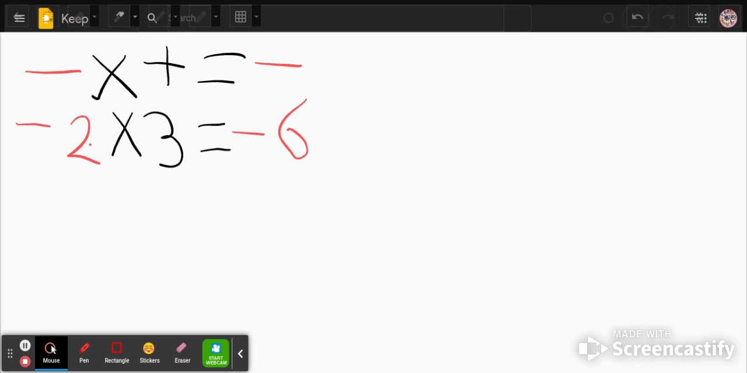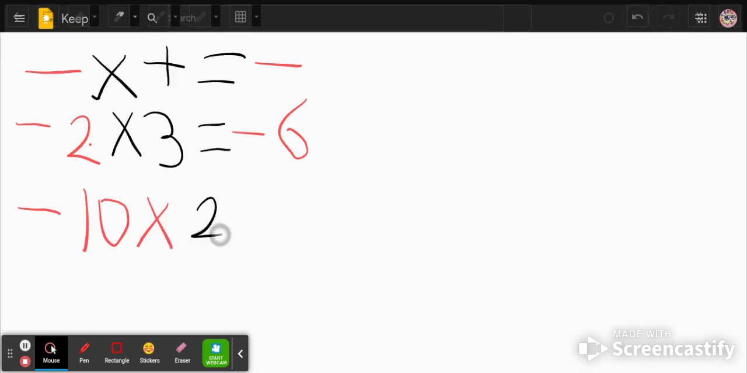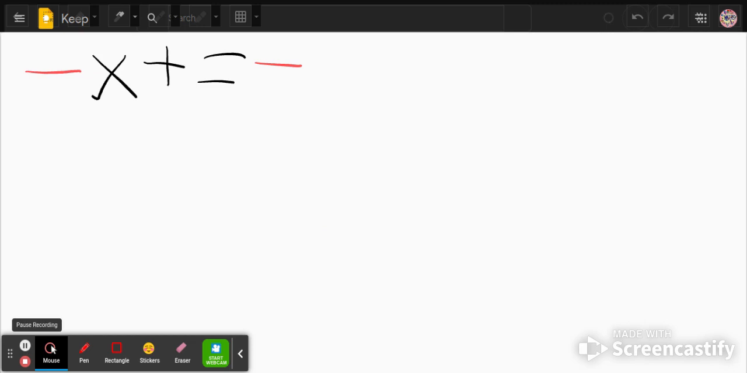So let's go to another example. Let's say, for example, it was negative 10 being multiplied by positive 2. The answer would be negative 20, because a negative number times a positive number will give us a negative answer.